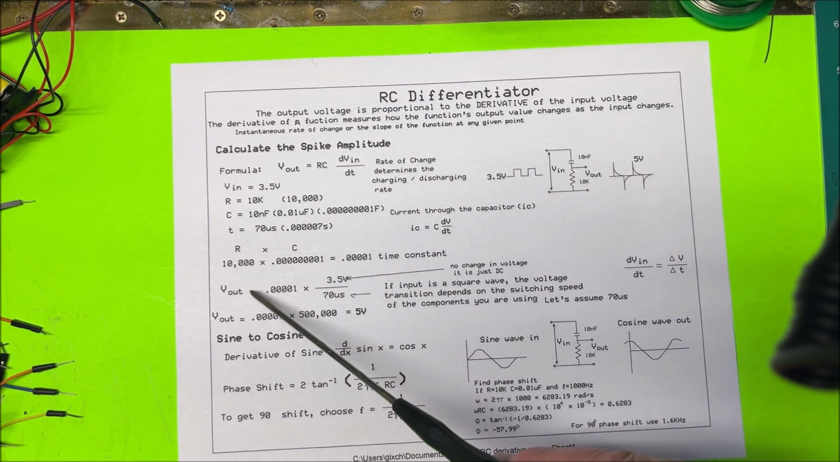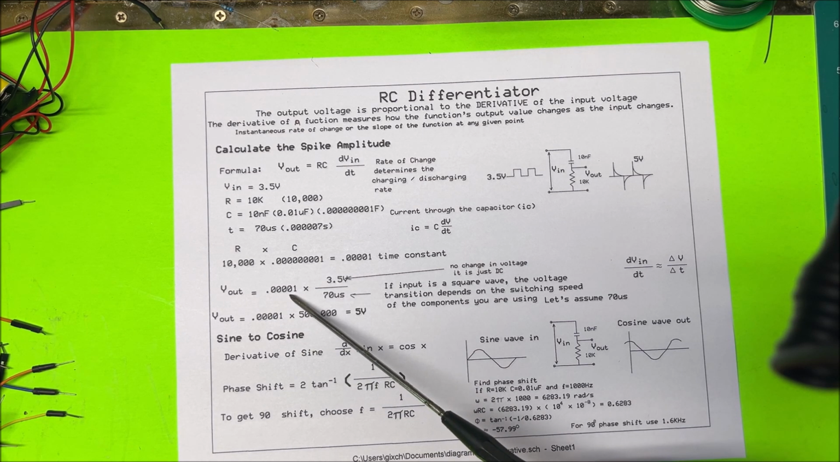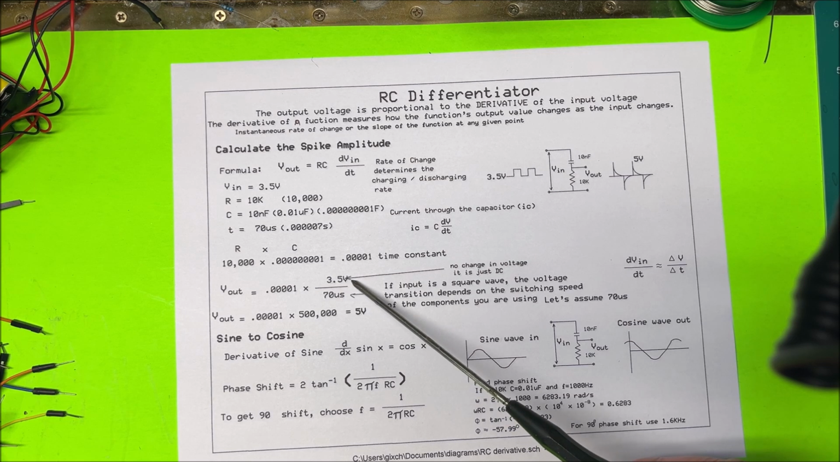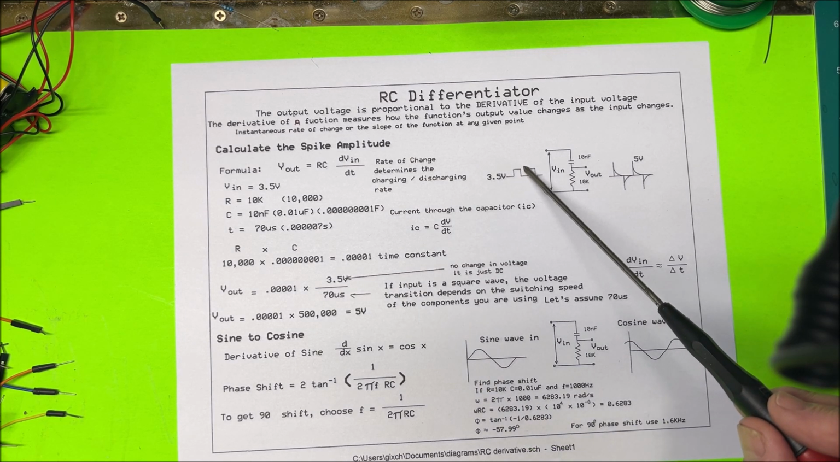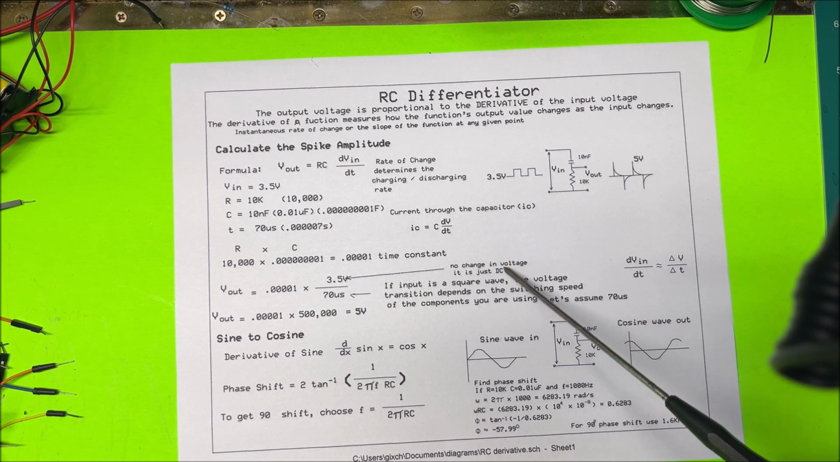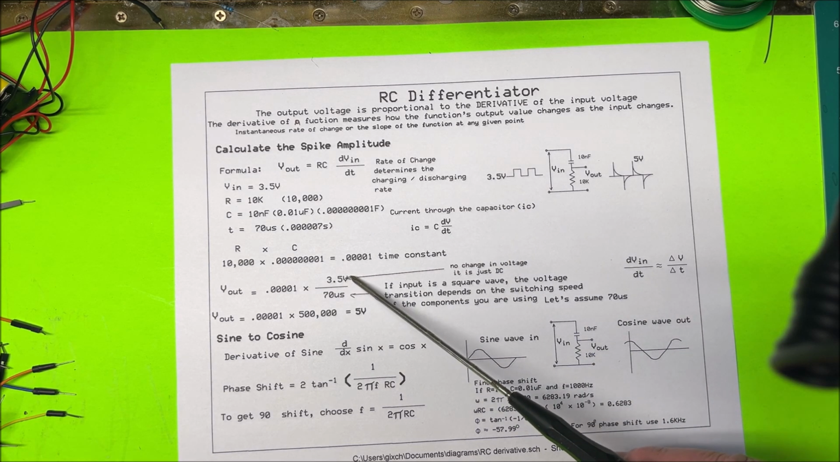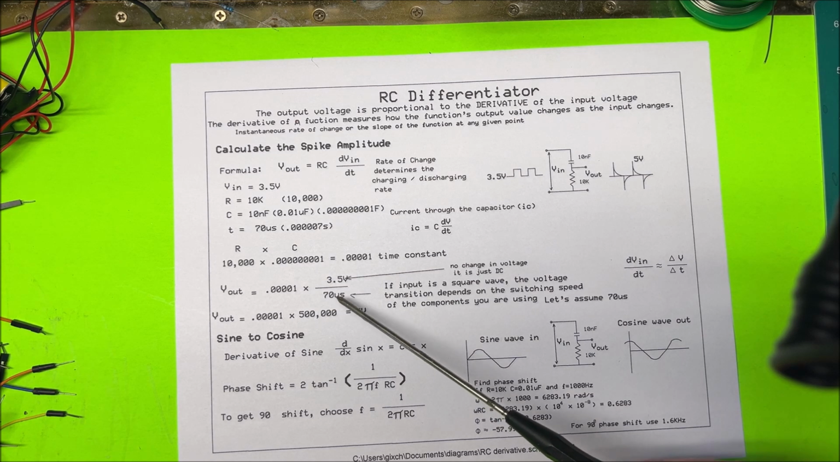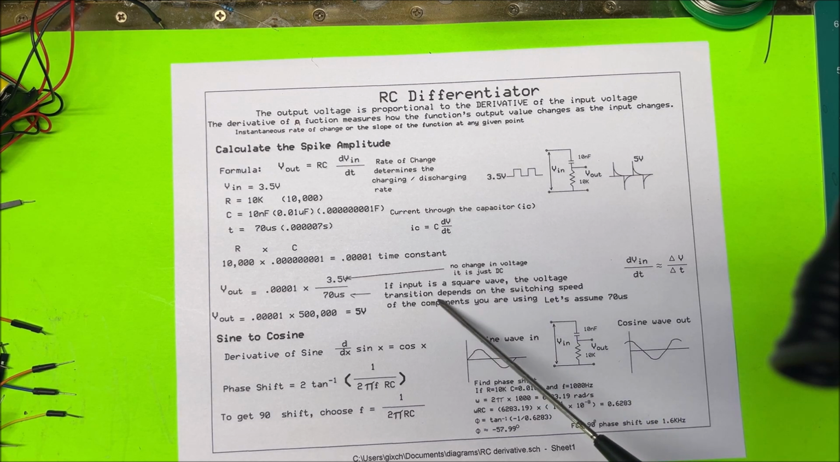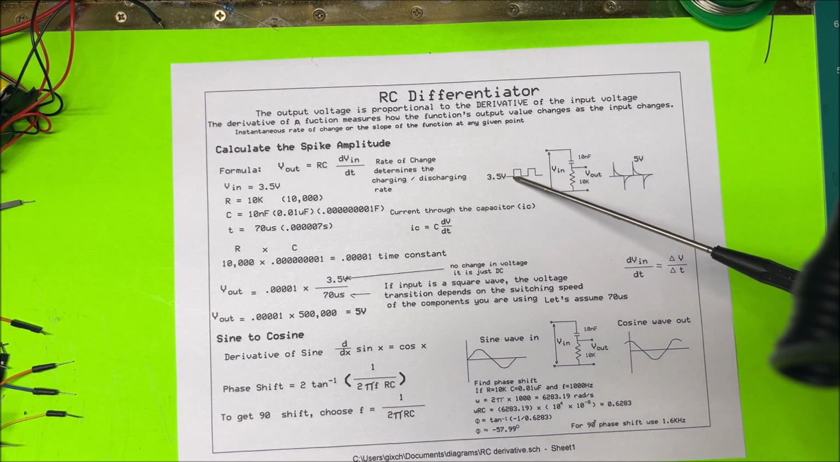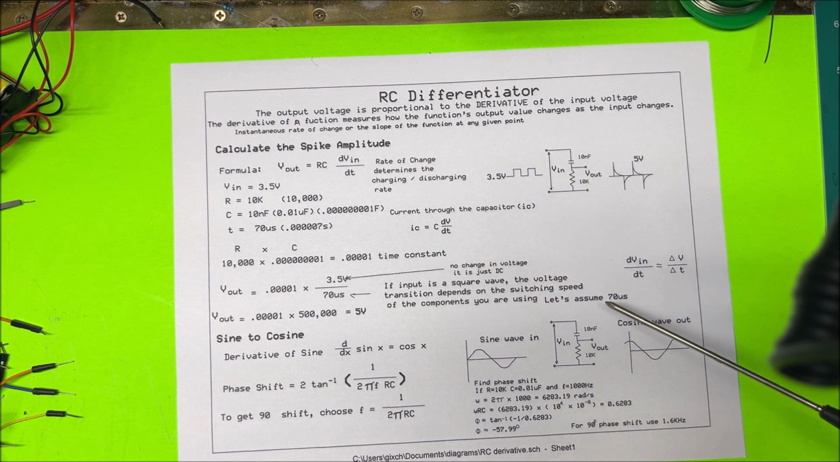Now, here's the formula down here. V out is going to be equal to this time constant times the 3.5 volts. There's no change. Once it's on top here, once it's up to 3.5, it's just DC, so that's not going to change. So if the input's a square wave, the voltage transition depends on the switching speed of the components you're using. So it takes time to go from off to on here, okay? And we're going to assume that's going to take 70 microseconds to do that, okay?